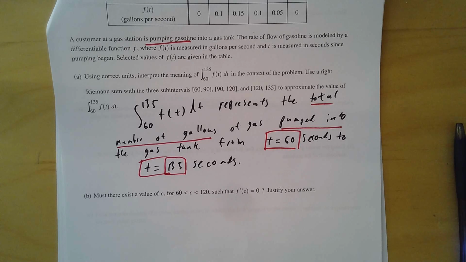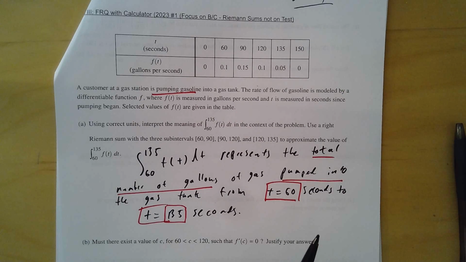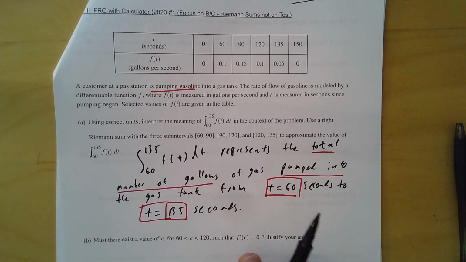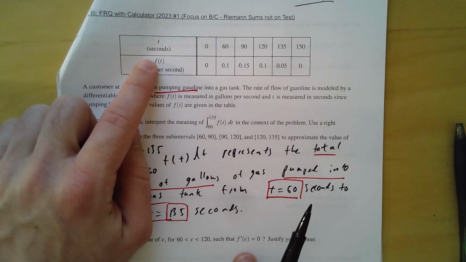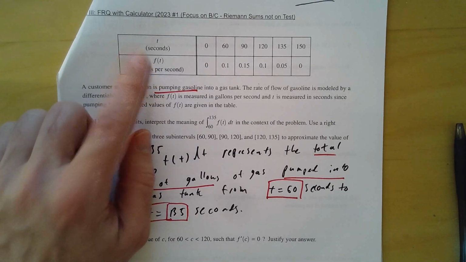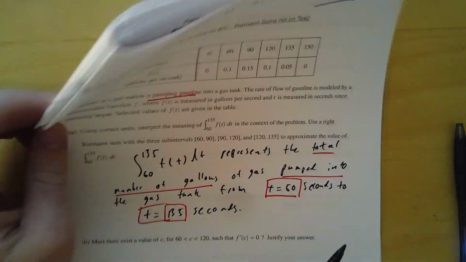All right, part B. Must there be a value c for 60 less than c less than 120 such that the derivative of c is 0? Justify your answer. So this is a mean value theorem problem, right? If you see it talking about a value and asking if the derivative is a certain value, most likely that's going to be MVT. Sometimes it is intermediate value theorem, when you're given the derivative and it asks if that derivative exists. But here it's giving us the function and then asking for the derivative of it. So I know it's mean value theorem. Does that make sense?